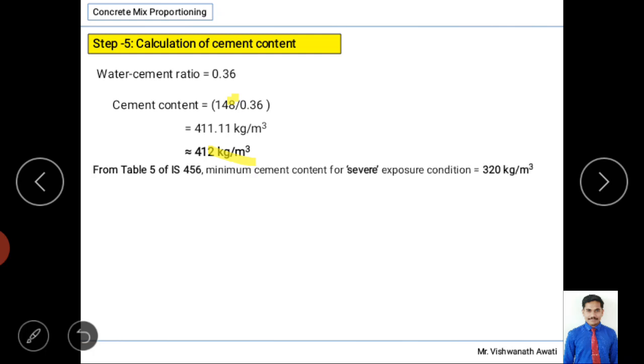From Table 5 of IS-456, again we are using a table of IS-456, the minimum cement content for severe exposure condition. One table we already used, but I focused only on the water cement ratio. In that table they also gave, for severe condition, the minimum cement content to use: 320 kg per meter cube minimum, but we are going more than the minimum. From calculation we got 412, but according to the code book it is 320 kg per meter cube minimum. So no problem.